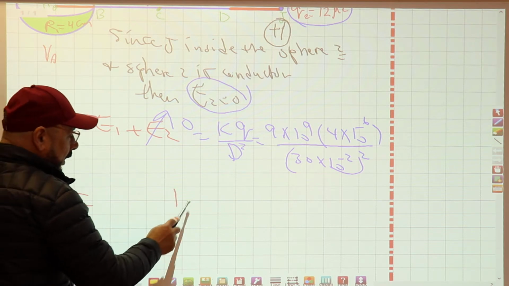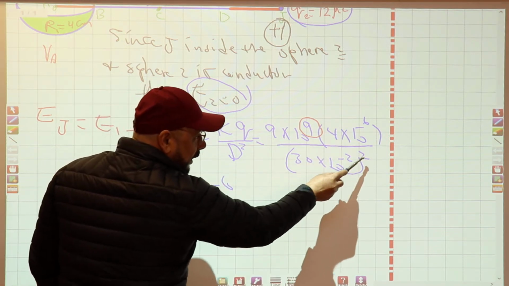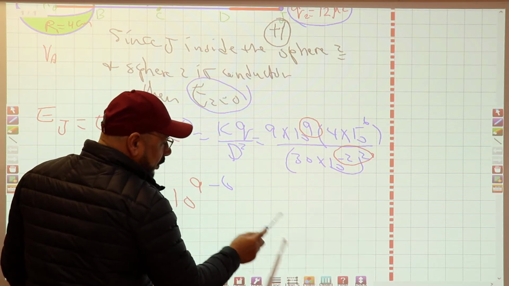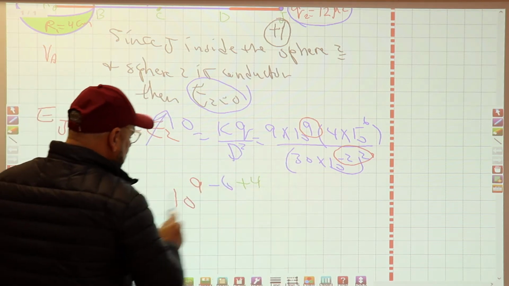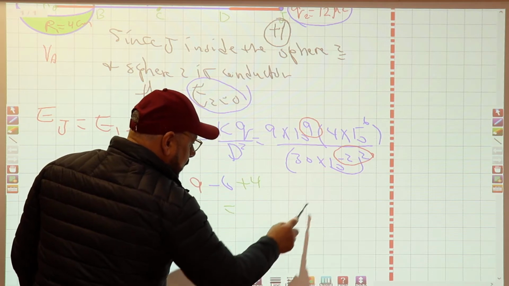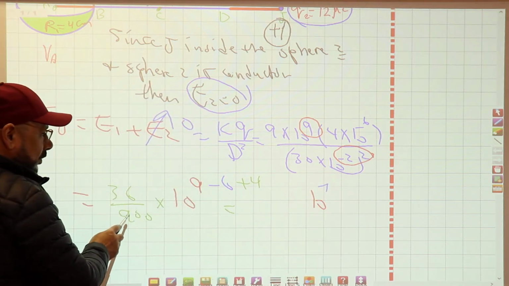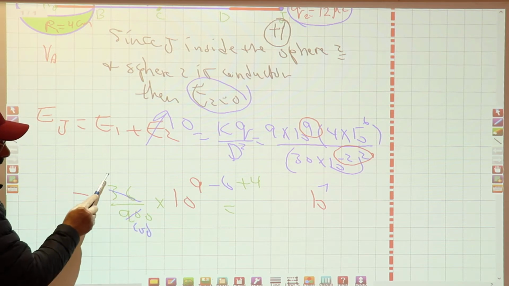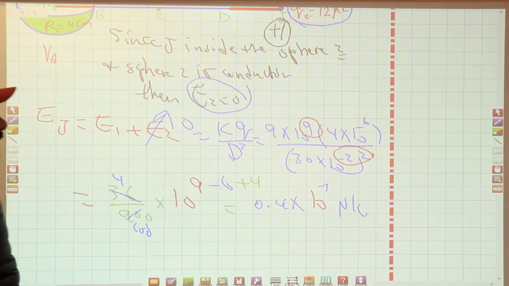We have 10 to the 9 minus 6. And you see these two negatives: the negative 2 squared in the denominator, when you bring it up, becomes plus 4. Now 9 times 4 is 36, and 30 squared is 900. The power becomes 9 minus 6, 3, plus 4, 7. 36 over 900, divide by 9: 4 over 100, then 0.04 times 10 to the 7 Newton per coulomb.